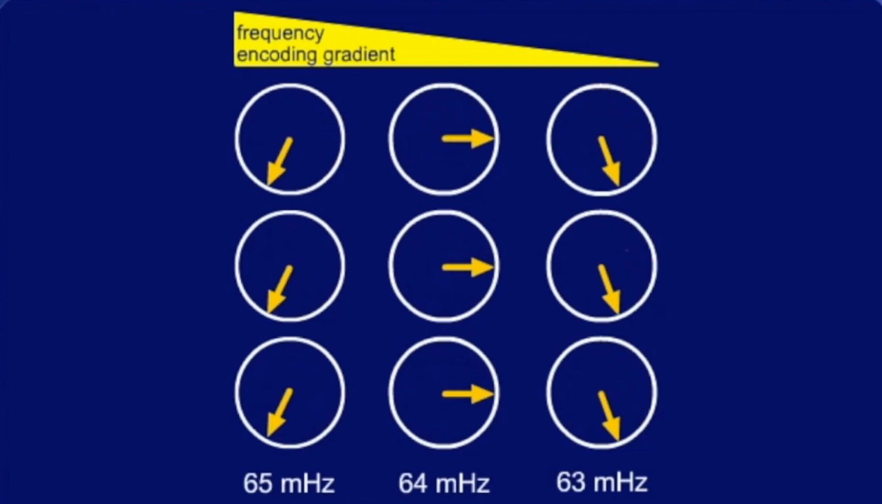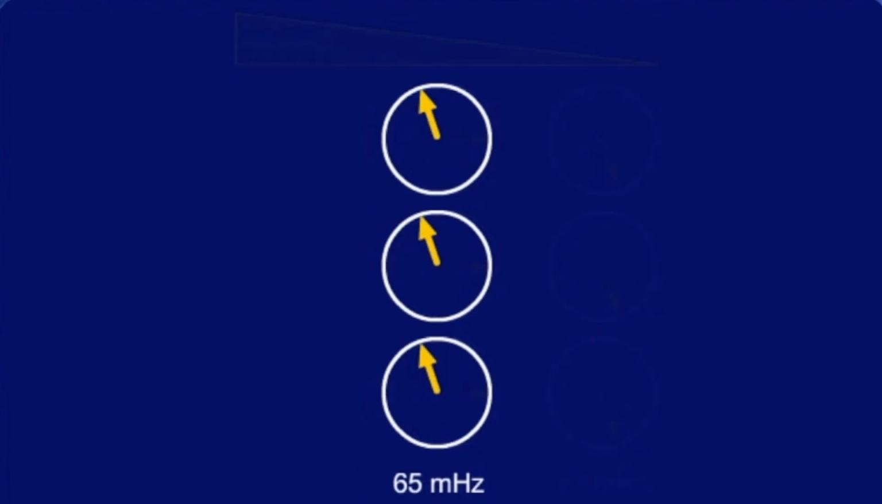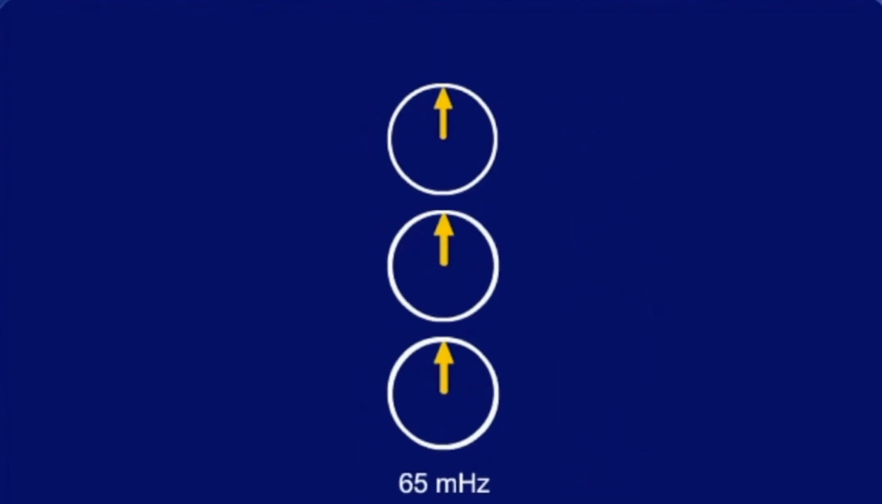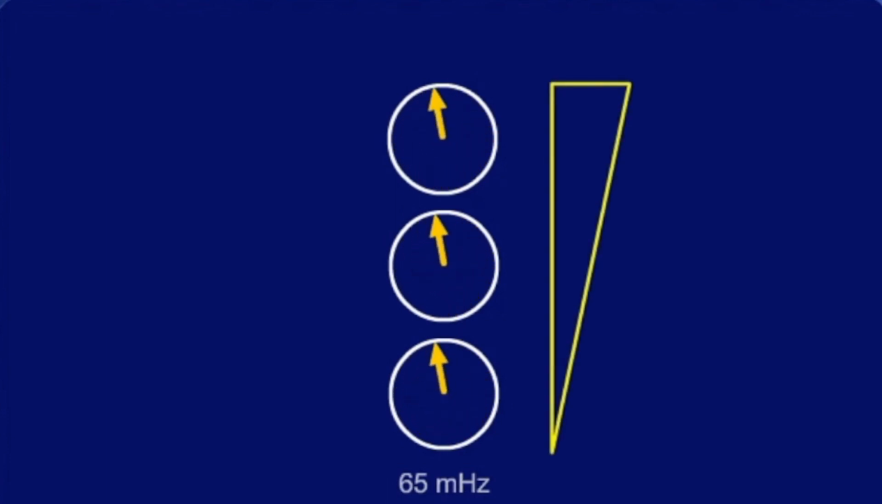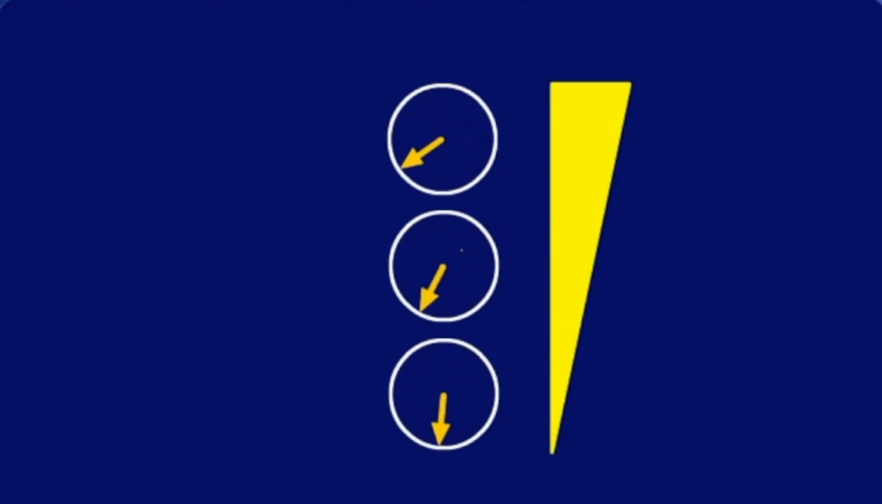Let us have a look at the protons of one column. The 65 MHz column, for example. The protons are in phase after the RF pulse whipping. Now we apply a magnetic gradient along this column for a short time. This causes the protons to speed up their precession according to the strength of the magnetic field to which they are being exposed.